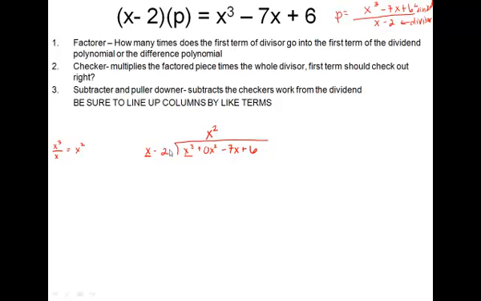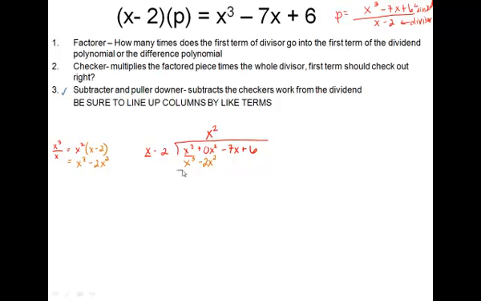Alright, next step then is the checker's job. What we're going to do is check the work of the factor, so we're going to take whatever they got, and multiply it by the whole divisor, so by this x minus 2. So when we do this, x squared times x is going to be x cubed minus 2x squared. So I'm going to put that down here, and what the checker needs to do is check that these are the same. If they are not, then the factor did something wrong and you'll have to go back to the factor's job. So now the subtractor is up, the subtractor and puller downer.